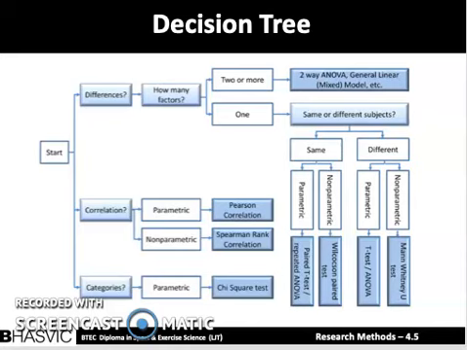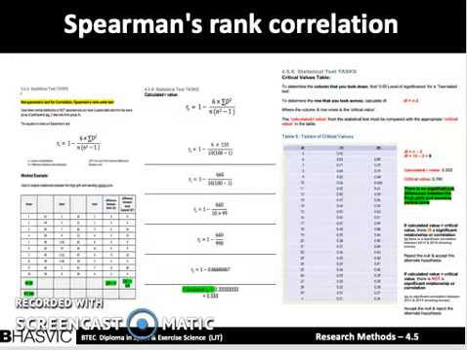Decision tree. The decision tree helps the researcher to determine the best test to use to analyze the research data. Spearman's rank correlation.